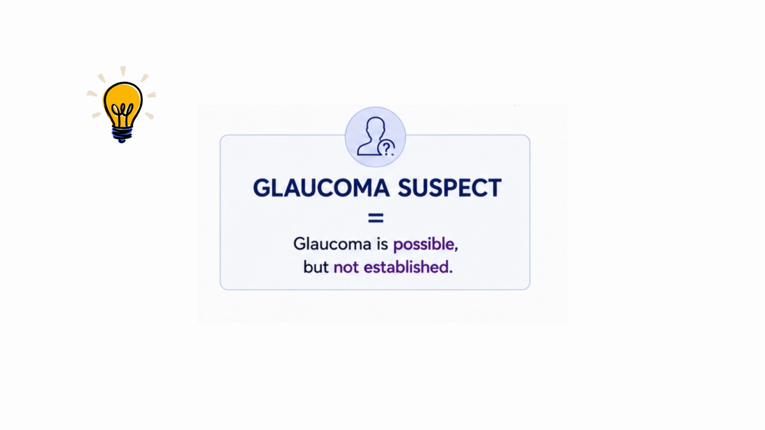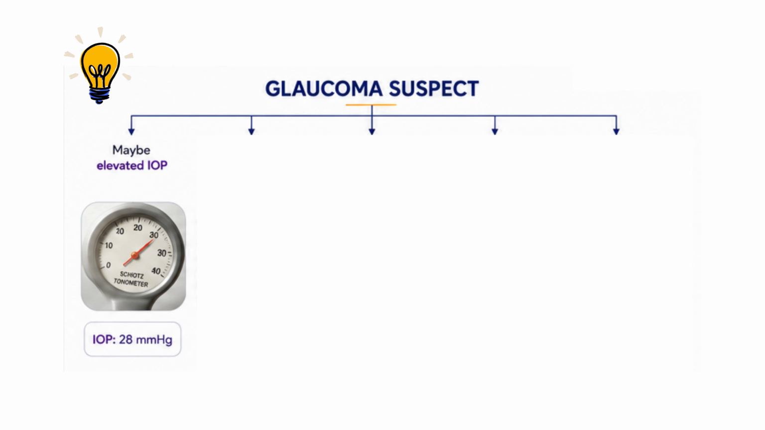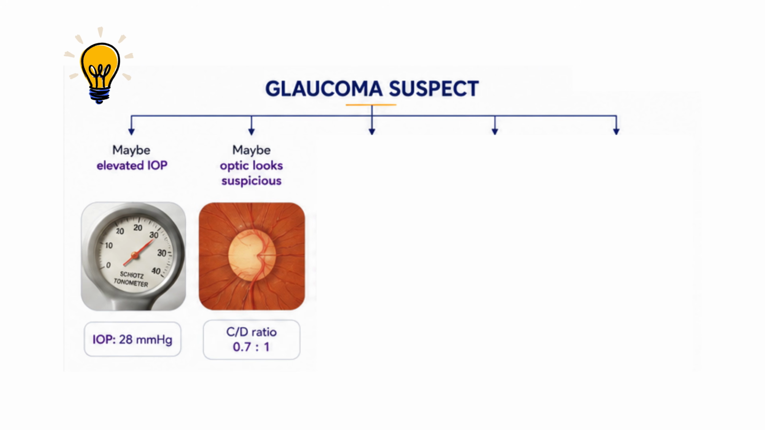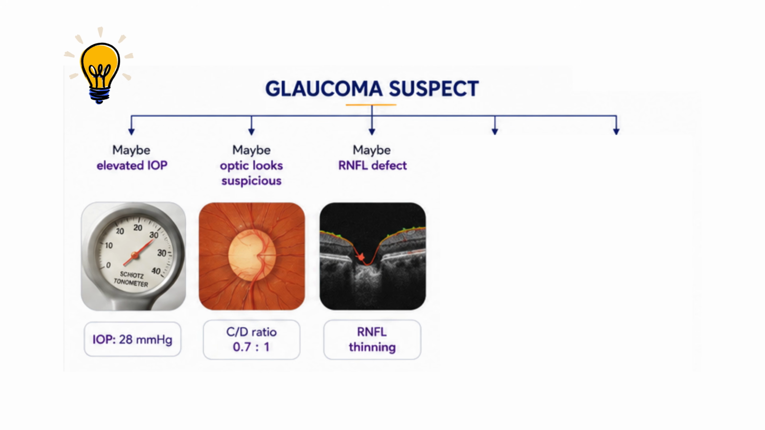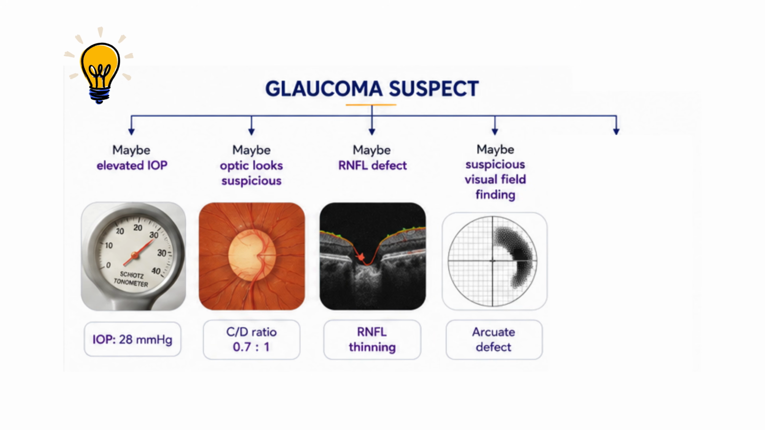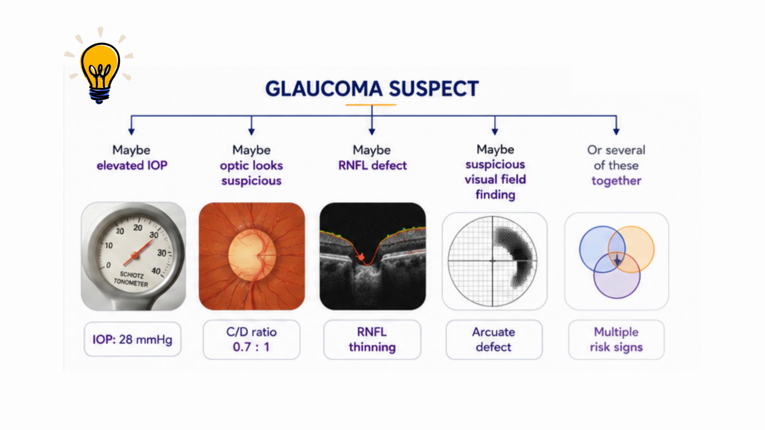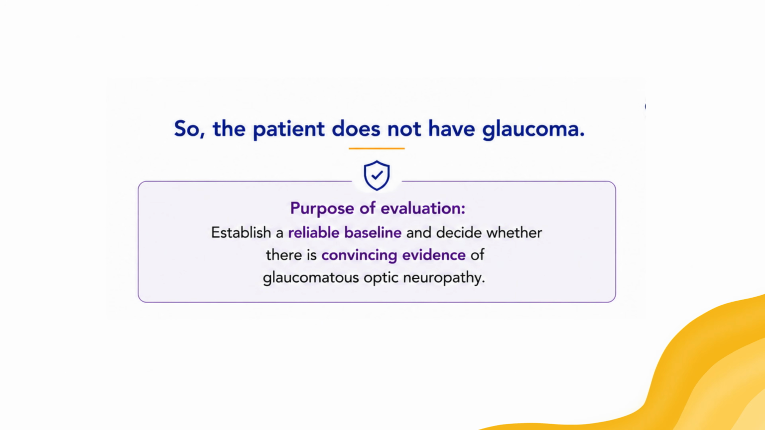The next question is, what do we call a patient in whom glaucoma is possible but not yet established? A glaucoma suspect is basically a patient in whom glaucoma is possible but not yet established. This may be because of the elevated IOP, or because the optic nerve looks suspicious, or because there's a suspicious nerve fiber layer finding, such as a possible nerve fiber layer defect. It may be because there's a suspicious visual field finding, or because several of these findings are present together. A glaucoma suspect does not necessarily have established glaucoma.